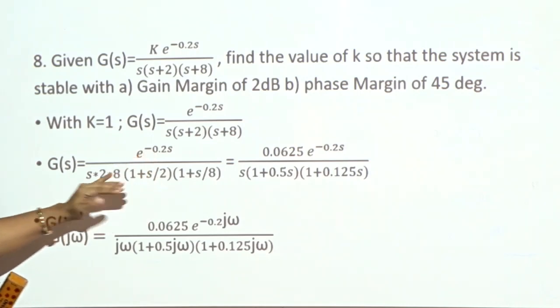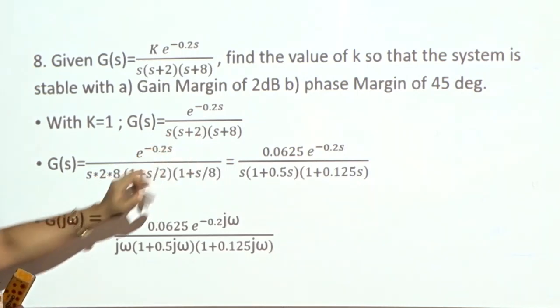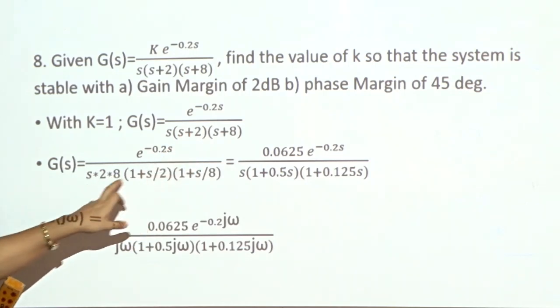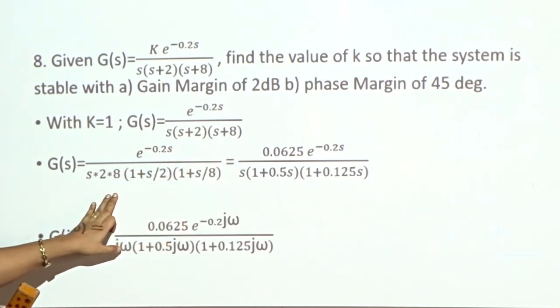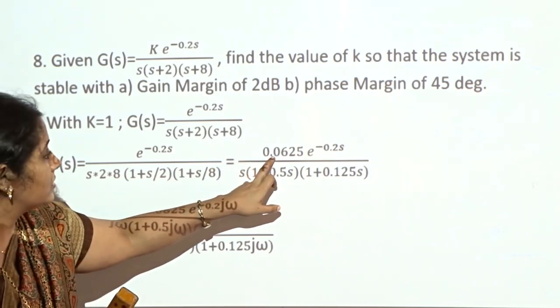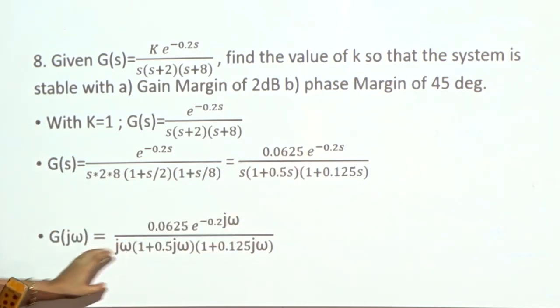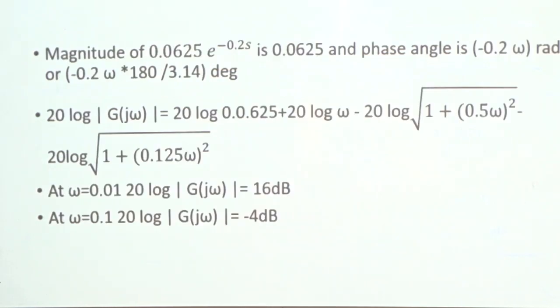Now here again, bring it into the standard form. We want 1 plus s, so take out 2 outside, and 8 outside as well. This becomes 1 by 16, which is nothing but 0.0625. Then substituting j omega in the place of s, we get this equation.